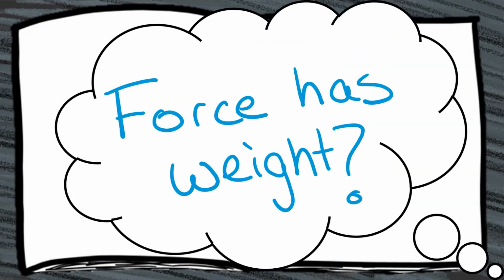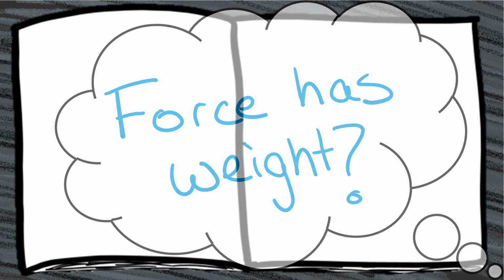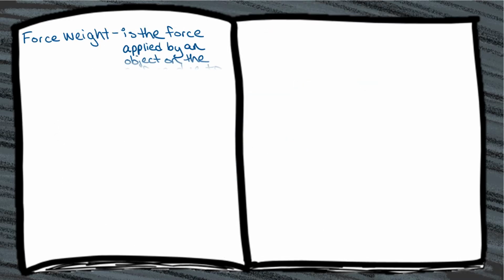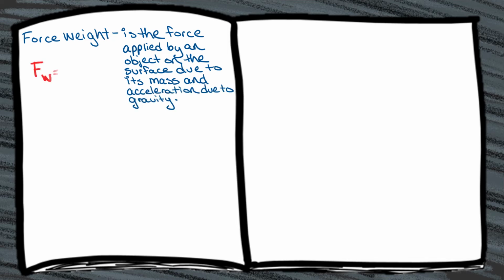Wait, what? Glad you asked, Alex. Force weight is the force applied by an object based on its mass and acceleration due to gravity. Now, this can be expressed using the following equation. Fw, which is force weight, equals m times gravity. Now, m is mass.